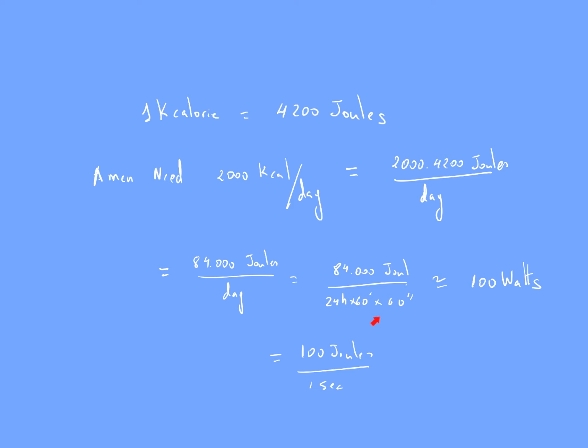You consume this energy, 84,000 joules, divided by all this time. This is approximately 100 watts. So the power with which you are surviving every day is 100 watts, or 100 joules per second. So you are consuming 100 joules every second. Wow.